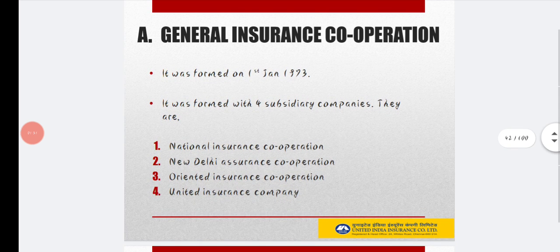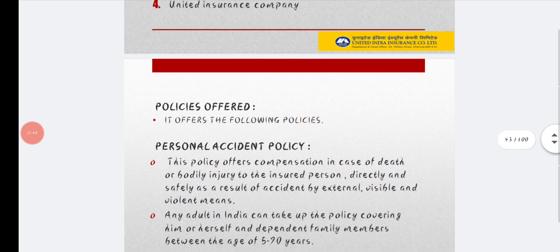What is GIC? It was formed on 1st January 1973. Under this, there are four companies: National Insurance Corporation, New India Insurance Corporation, Oriental Insurance Corporation, and United India Insurance Company. So these are the four companies coming under the GIC.